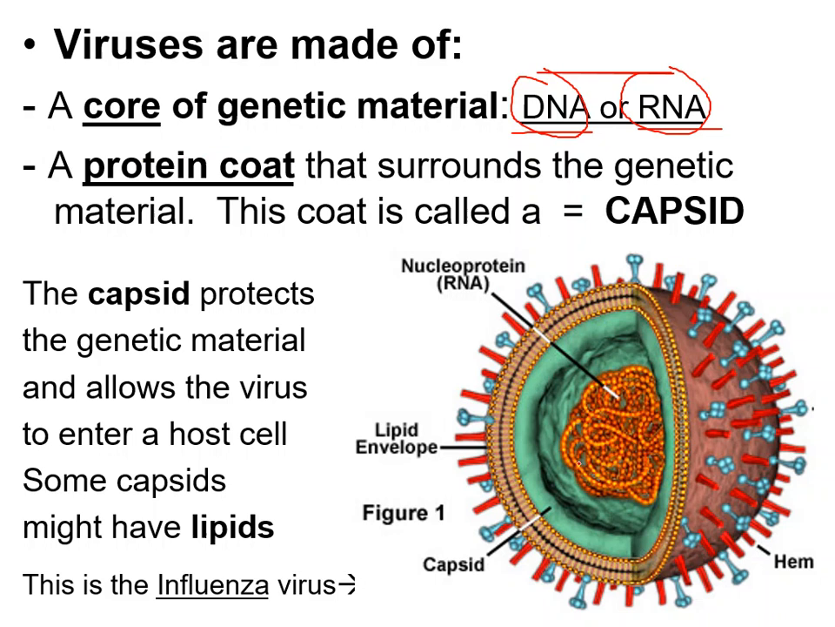The protein coat that surrounds that DNA or RNA is largely protective in nature. That's called a capsid. And usually around that, you have a lipid envelope that's basically derived from the host cell membrane. The virus doesn't make that on its own. It gets it when it leaves a host cell.